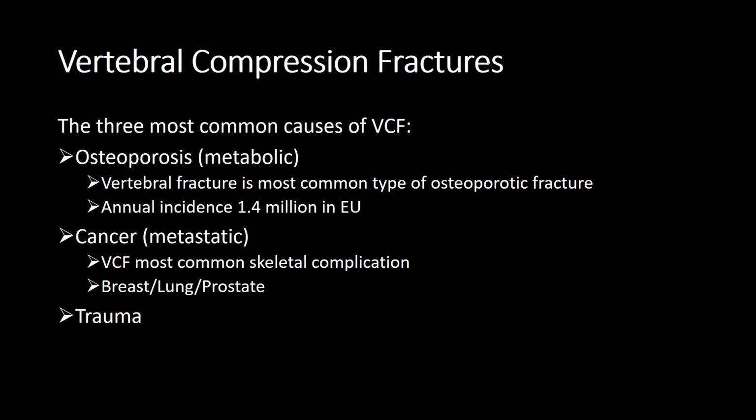Vertebral compression fractures are really common. The 3 most common causes of vertebral compression fractures are osteoporosis, which is a metabolic complication, and the vertebral fracture is the most common type of osteoporotic fracture. So you've got an annual incidence of about 1.4 million in the EU. Then mets is the second most common reason. Vertebral compression fractures are the most common skeletal complication, and the big 3 are breast, lung and prostate primary. And then finally is trauma.